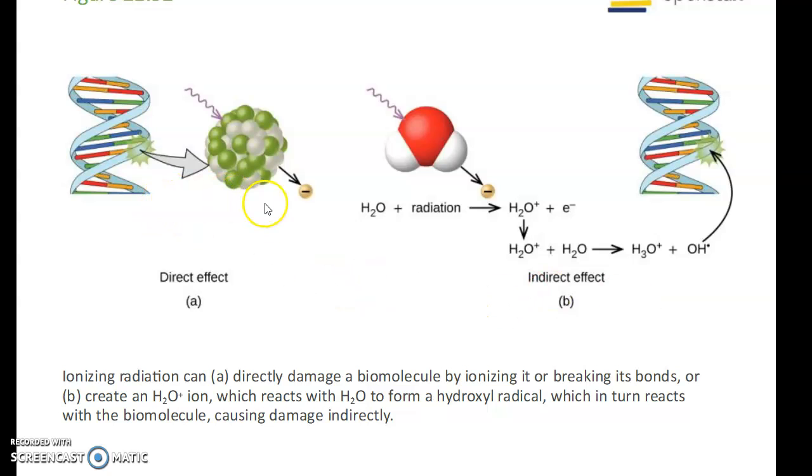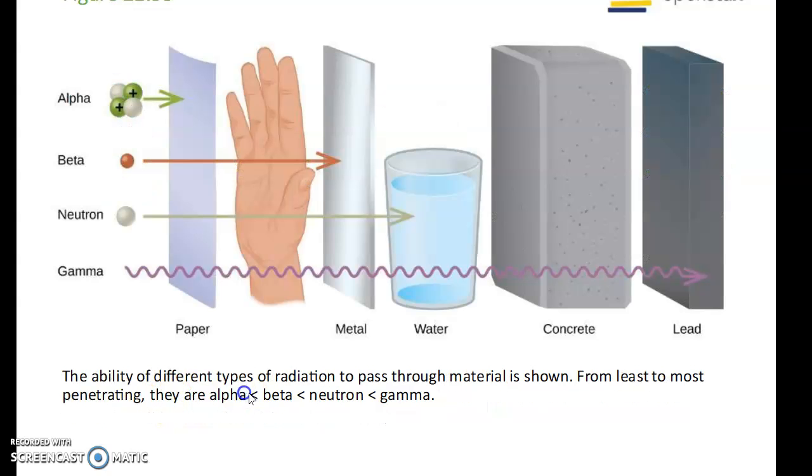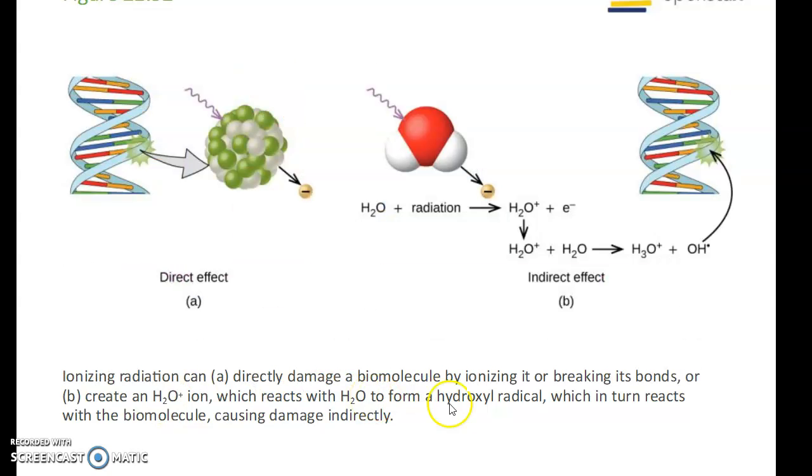So the direct effect is this. With the water and radiation, this is an indirect effect. Ionizing radiation can directly damage a biomolecule by ionizing or breaking its bonds, or create a hydronium ion, which reacts with water to form the hydroxyl radical, which in turn reacts with the biomolecule, causing damage indirectly. Both of these are damage; this one just involves another couple of chemical reactions in addition.